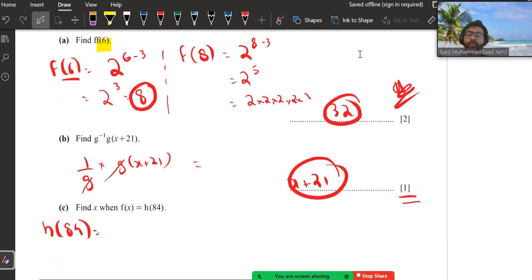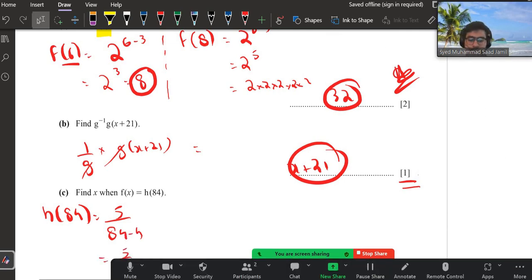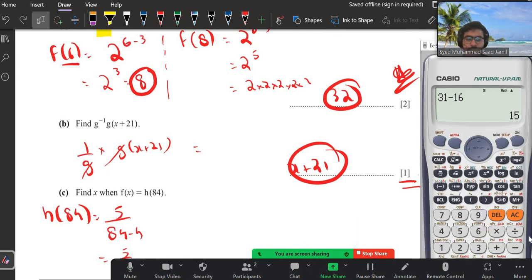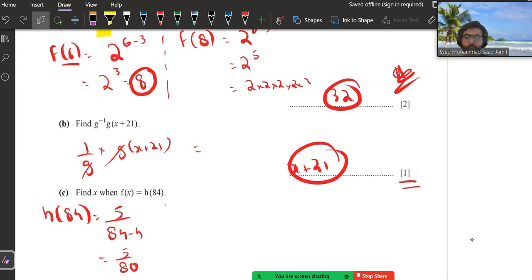This is going to be 5 upon 84 minus 4. It's going to be 5 upon 80. 5 upon 80 is basically 1 upon 16, but still I'll use the calculator. 1 upon 16.